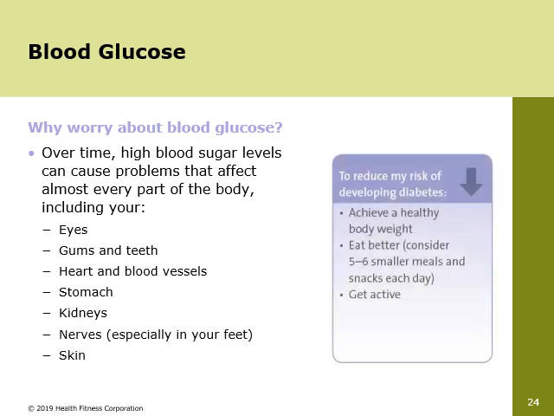This next factor here is blood glucose. So type 2 diabetes is a disease in which the body does not produce or properly use insulin, which is a hormone that is made in the pancreas that is needed to move glucose, or blood sugar, from the blood into your cells where it's used for energy.